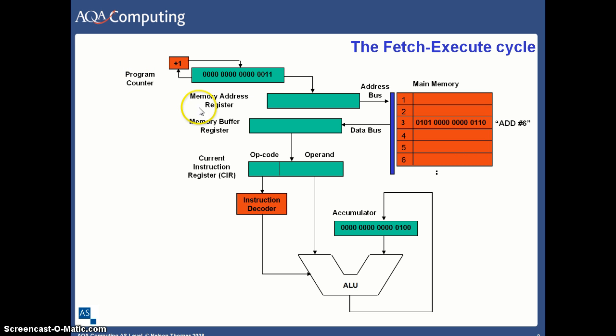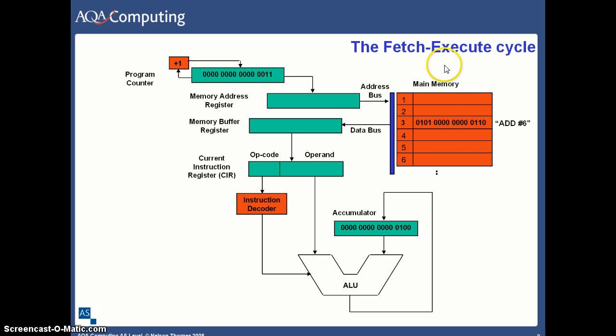We've got the memory address register with the acronym MAR. We've got the memory buffer register with the acronym MBR, the current instruction register, the CIR, where each instruction is split into an opcode and an operand. We have the register known as the accumulator, the ALU, which is the arithmetic logic unit.